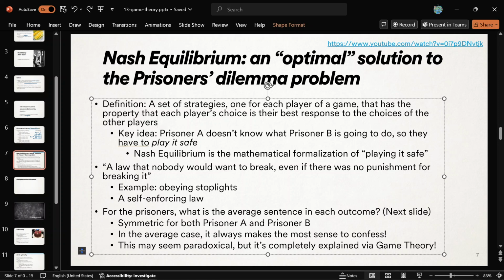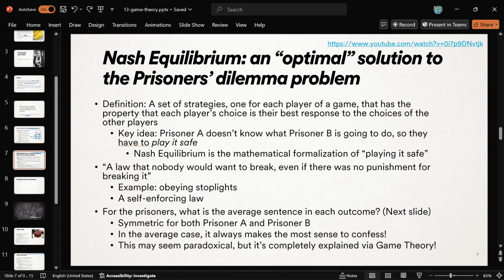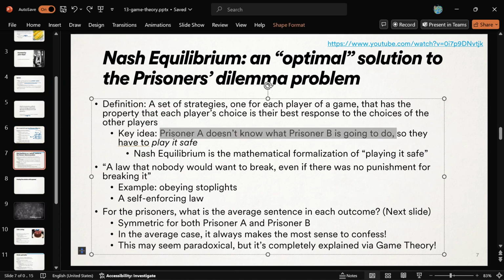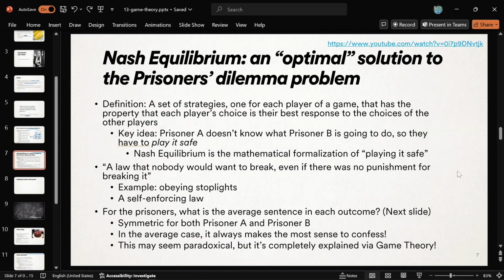This is a mathematical way of describing how to play it safe. Because that's going to be the problem, right? It would be very nice for them to both just keep their mouths shut, and then they're going to walk away. But the issue is they're in two separate rooms. They cannot talk to each other. They don't know what the other is going to do. So prisoner A does not know what prisoner B is going to say, so they have to play it safe, right? And that's what a Nash equilibrium is going to define. It's a mathematical way of defining how to play it safe, all right?